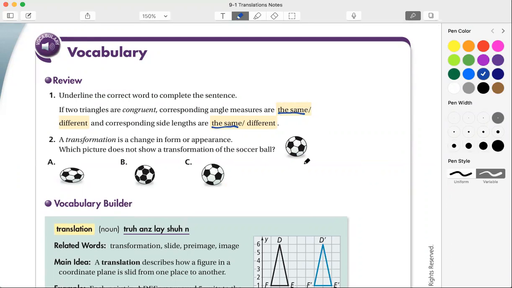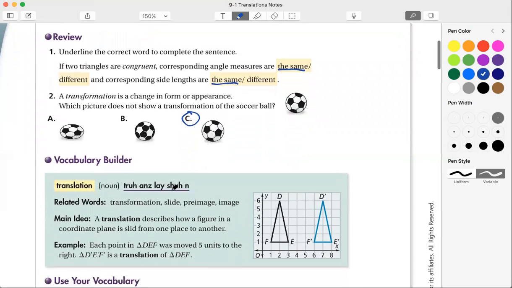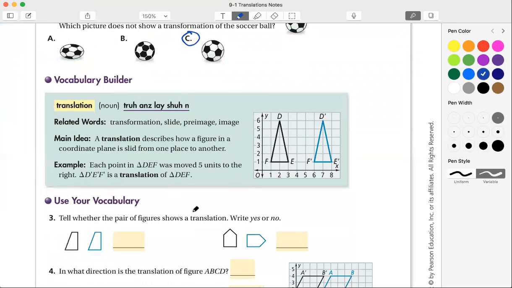C seems to be the exact same picture, so that's not a transformation. All right, what is a translation? A translation describes how a figure in a coordinate plane is slid from one place to another.